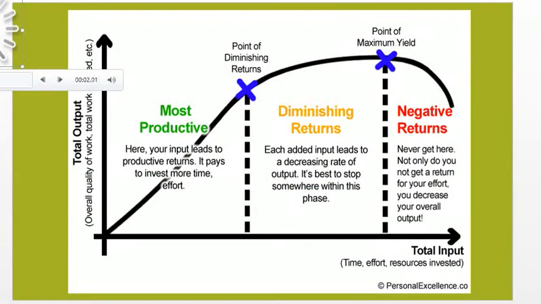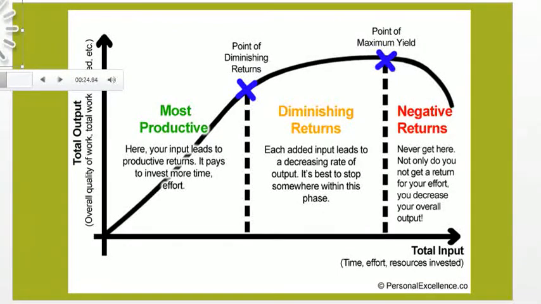As you can see in the graph, you have the y-axis as your total output and the x-axis as your total input. First, you're the most productive. Here your input leads to productive returns. It pays to invest more time and effort until you reach the point of diminishing returns. The graph becomes almost constant.